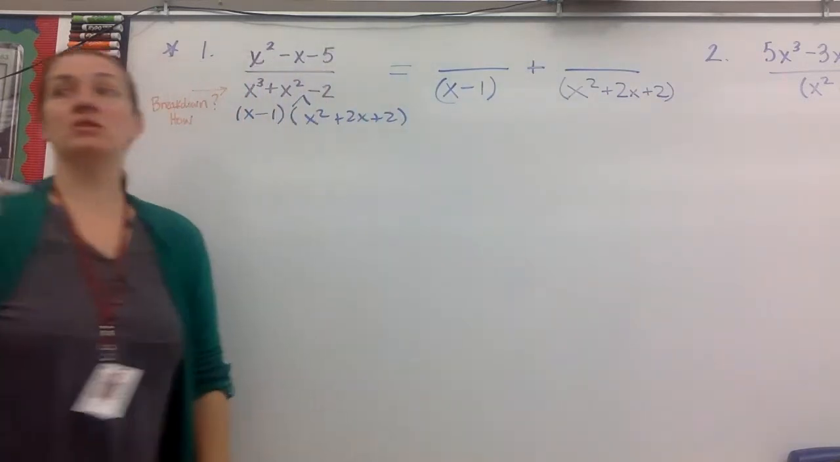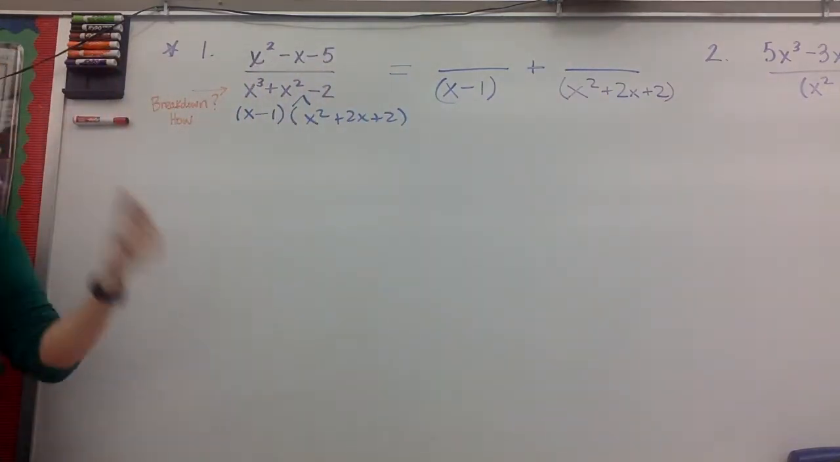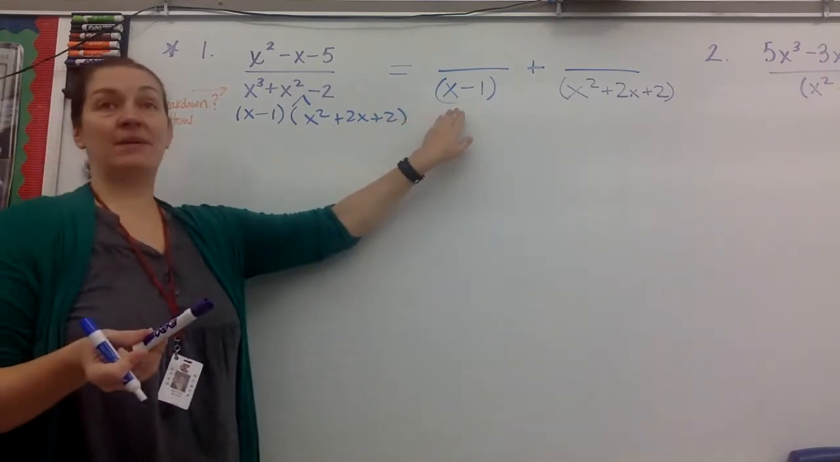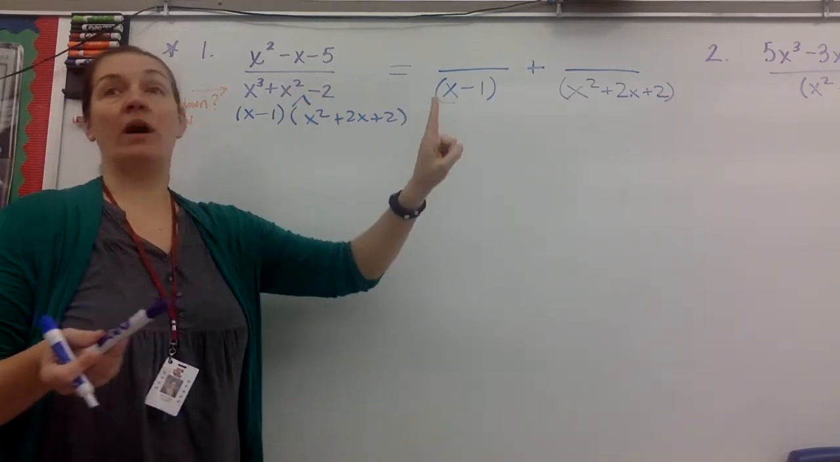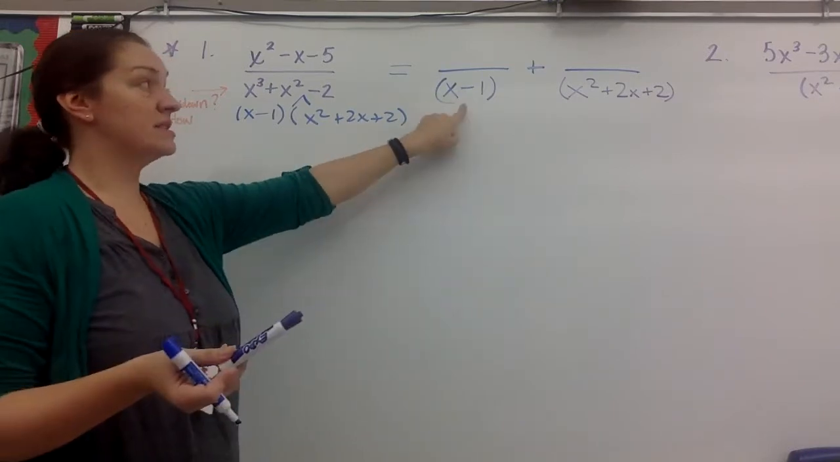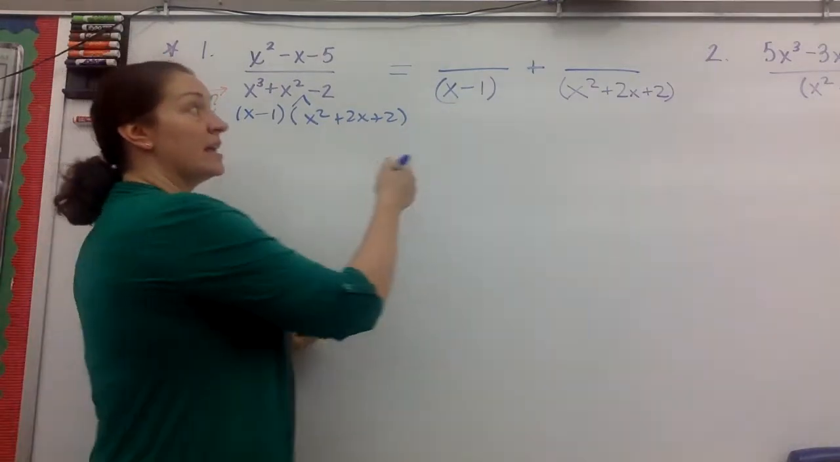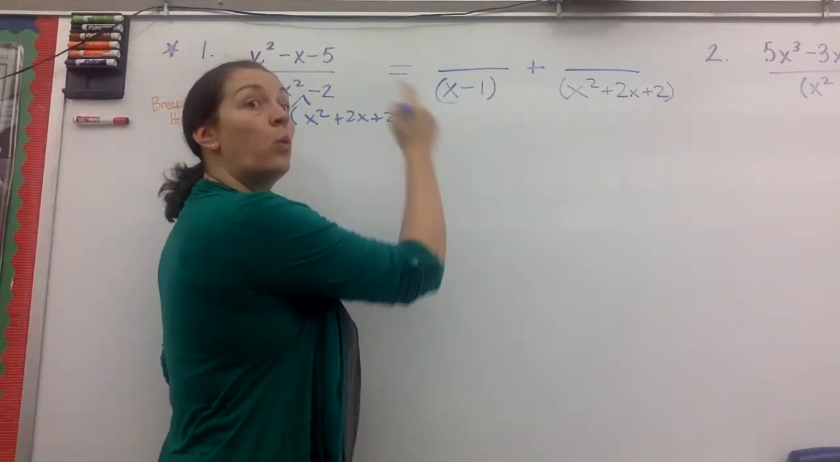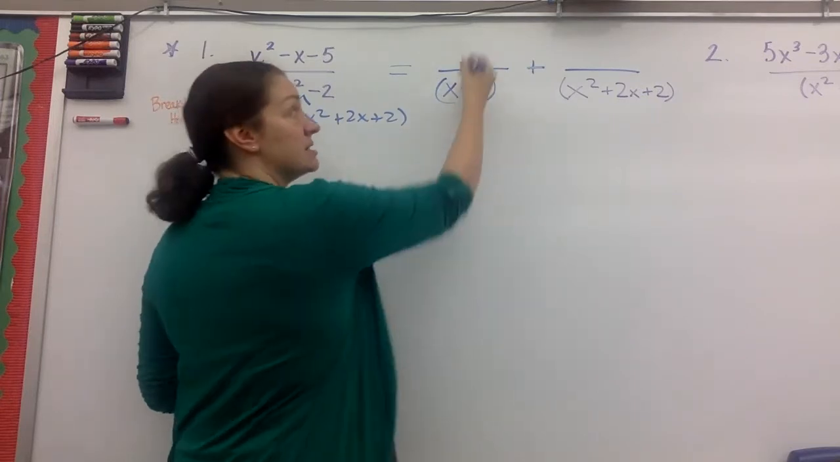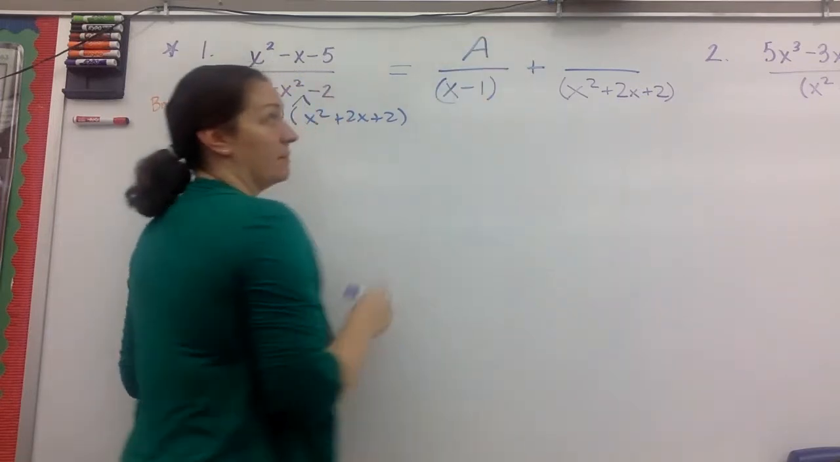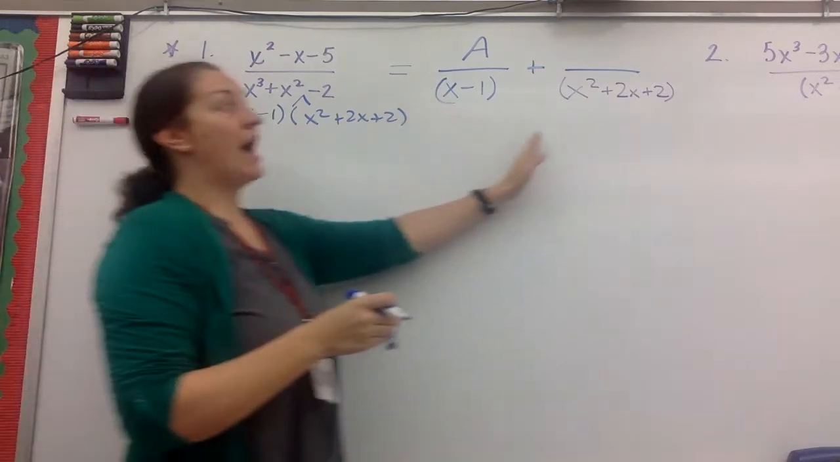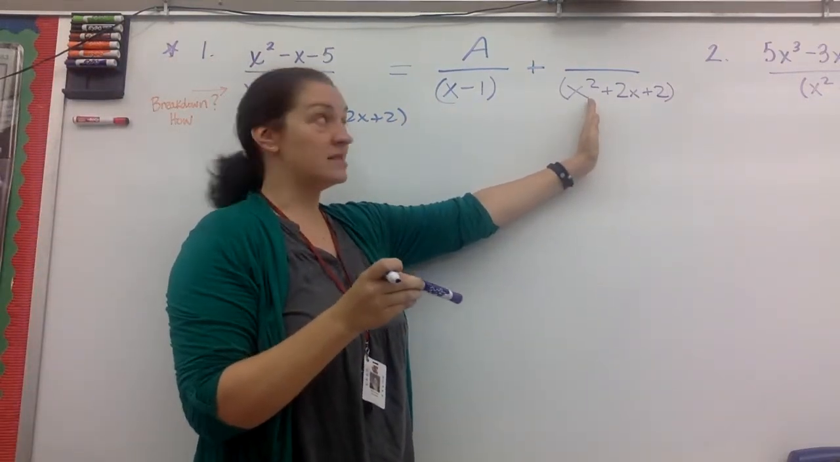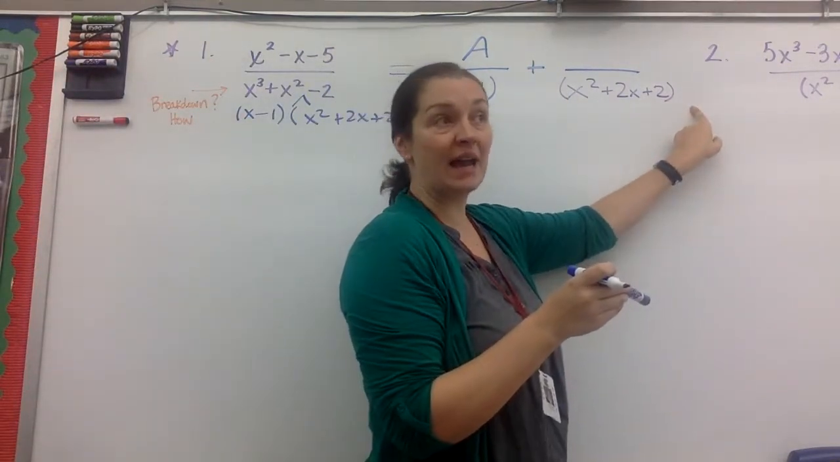Now, the reason I changed colors is this. In the previous lesson, all of our denominators had a highest power of 1. They were linear factors. This is an x minus 1, which makes my numerator 1 degree less, which is a constant. I would just say A. But now, I have this new concept of a denominator that is quadratic.